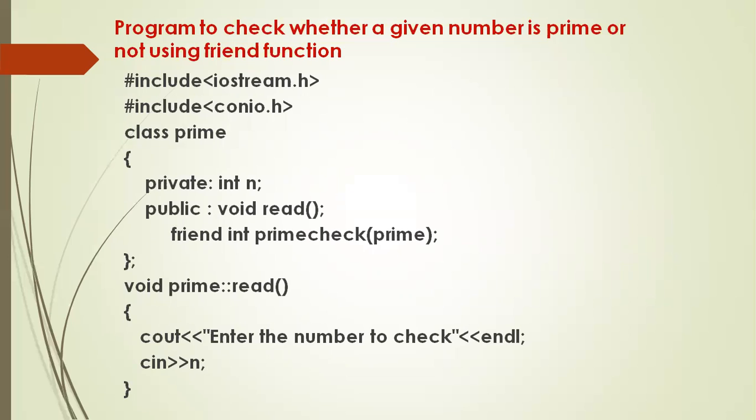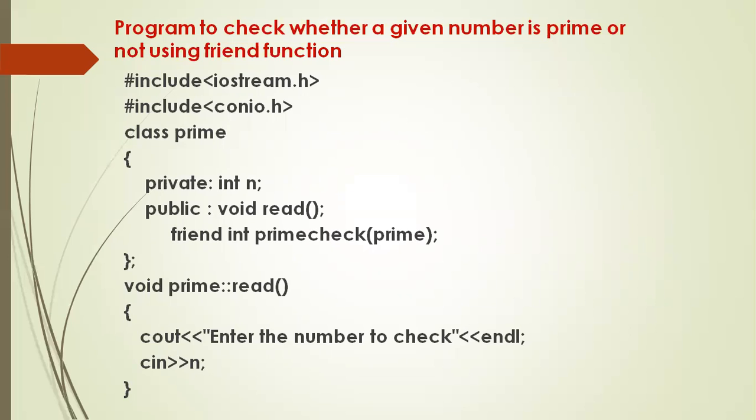If you remove that word friend, then the prime check function also becomes a member function. Specifically, I'm making the prime check function a friend. So here, one function, that is read, is a member function. Prime check function is a non-member function. Now close the class.